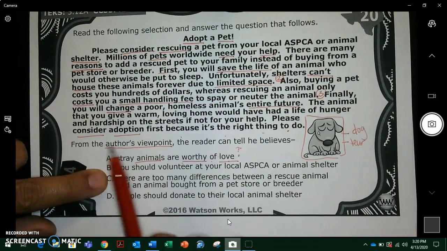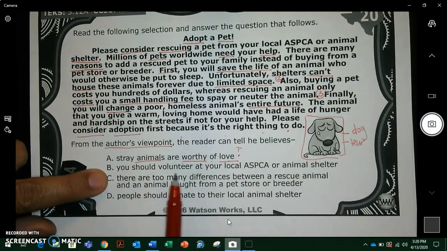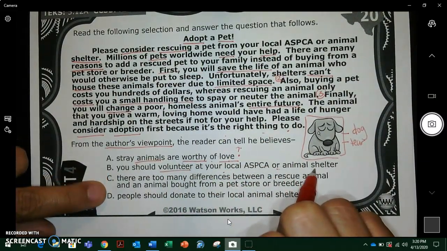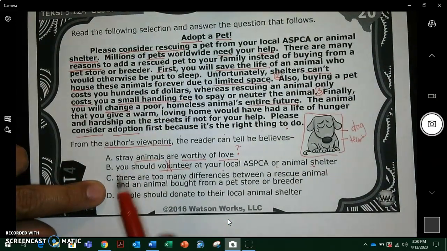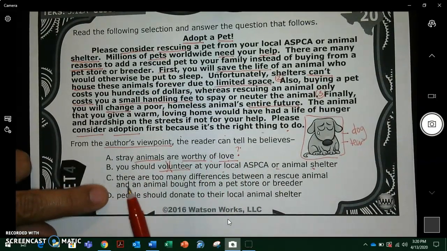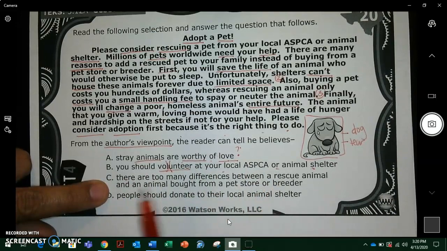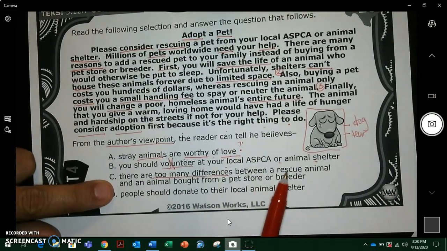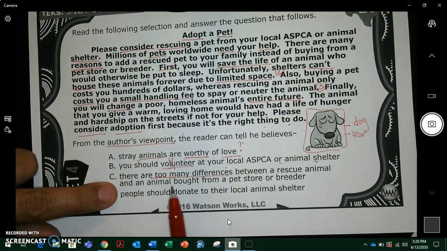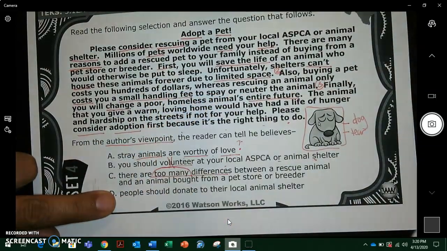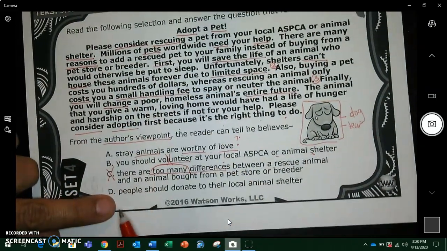Or let's look at B. From the author's viewpoint, the reader can tell that he believes you should volunteer. Was he showing you reasons to volunteer at your local animal shelter? Had nothing to do with volunteering. Let's see the letter C. From the author's viewpoint, the reader can tell he believes there are too many differences between a rescue animal. Was this about how many differences there are in rescue animals and an animal bought from a pet store or breeder? It wasn't saying that there were too many differences. So I can go ahead and eliminate that one.